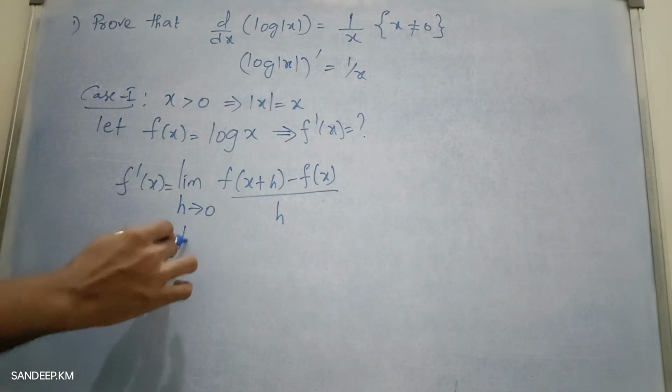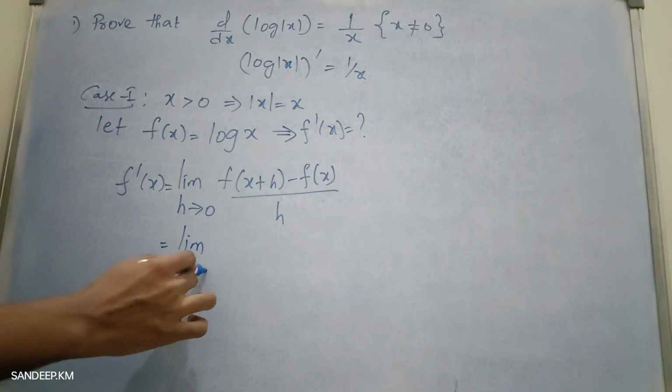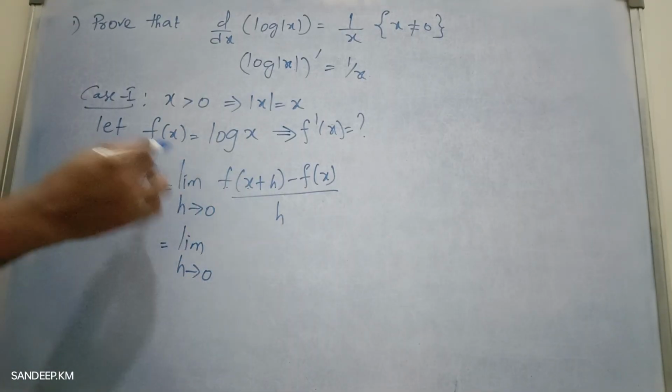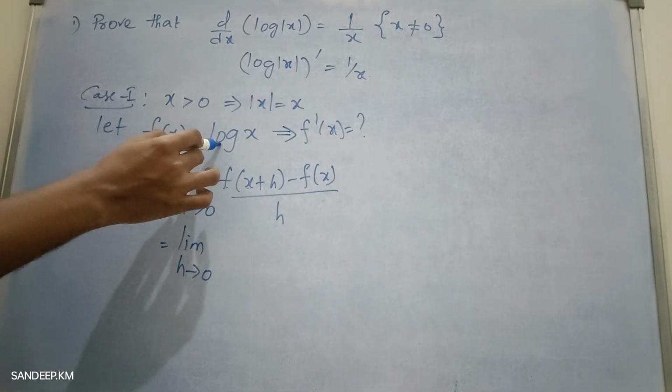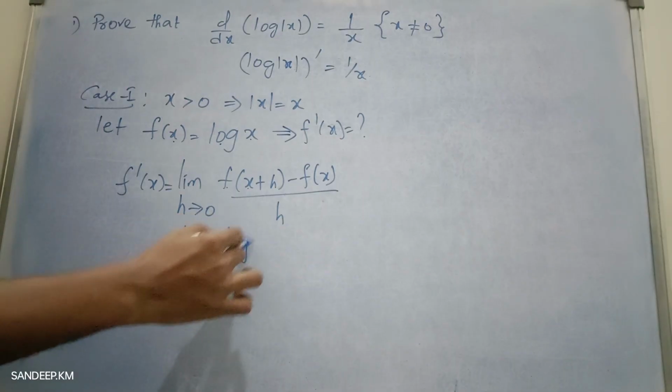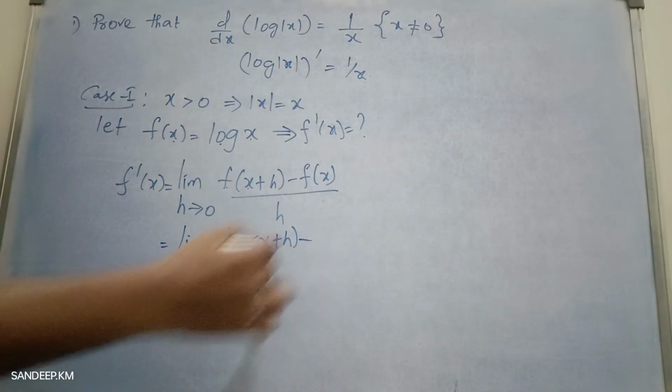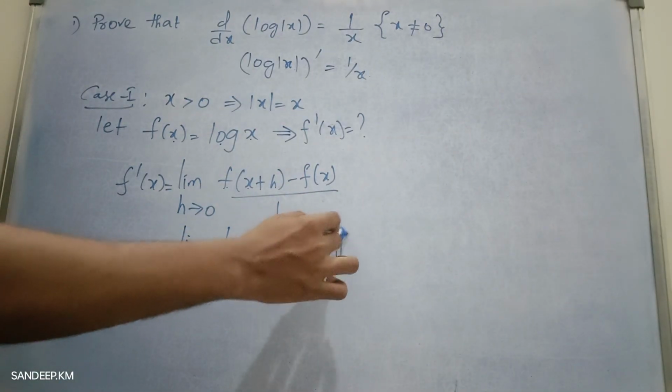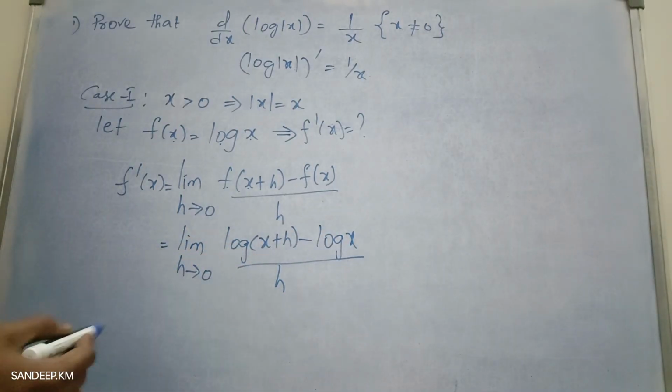So let me substitute that. Limit h approaches 0, f of x plus h. F of x plus h means log of x plus h. Log of x plus h minus f of x is log x, whole divided by h.